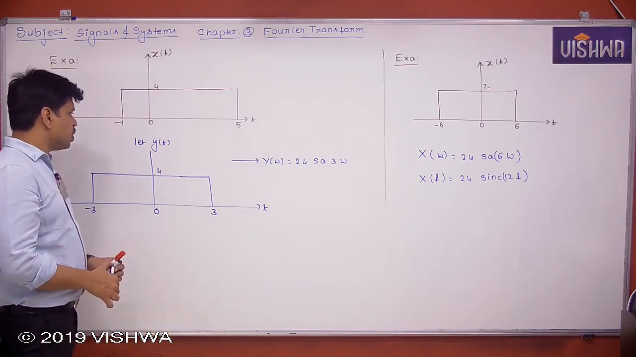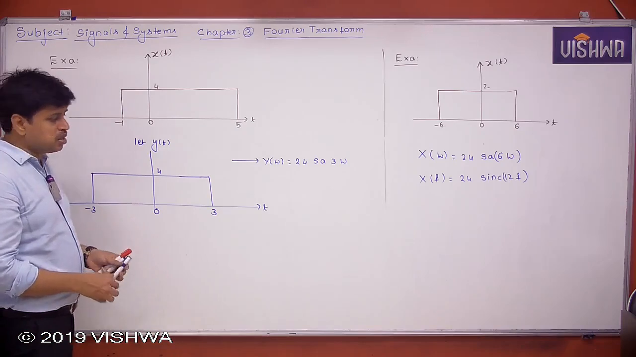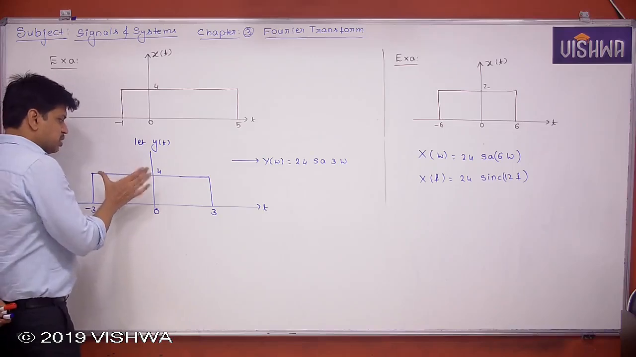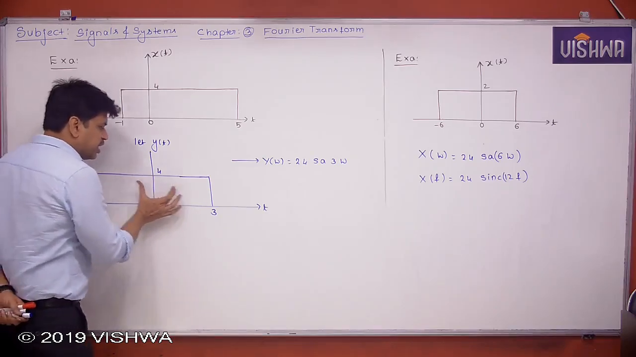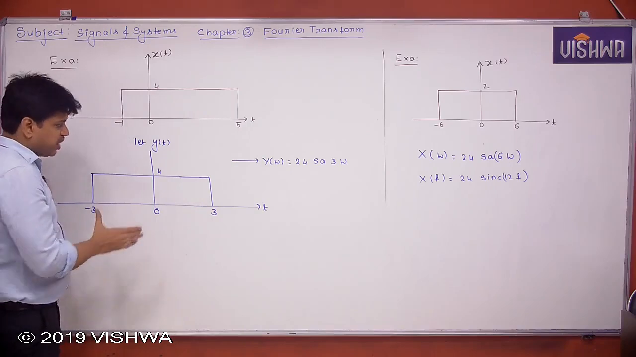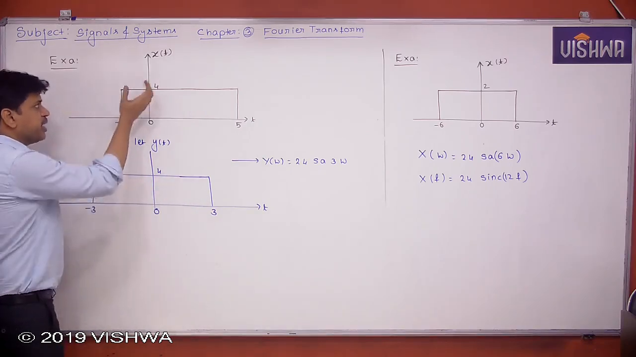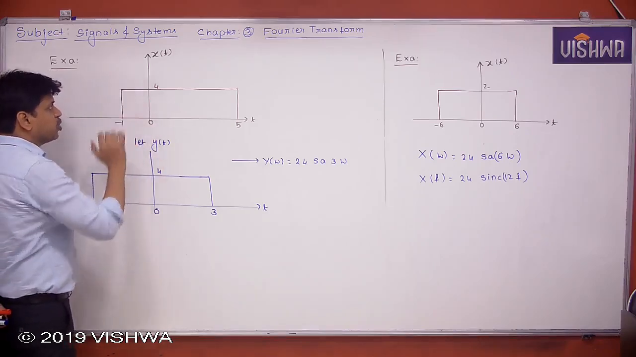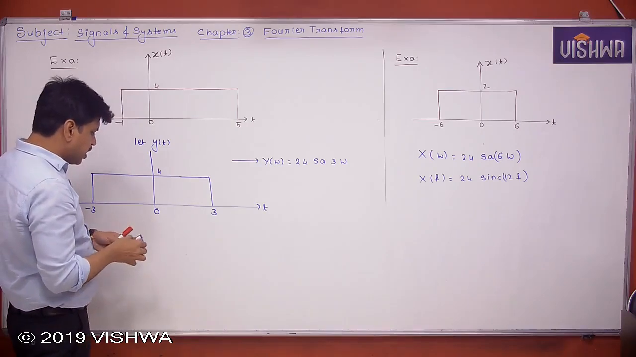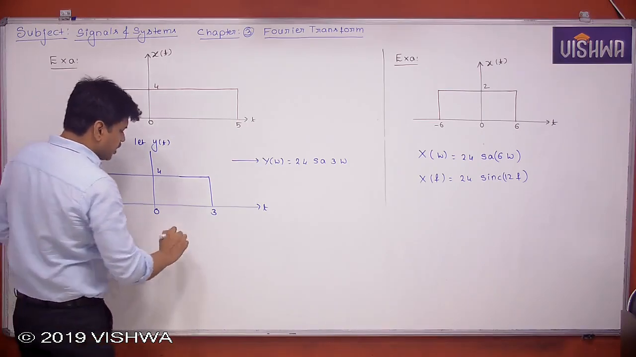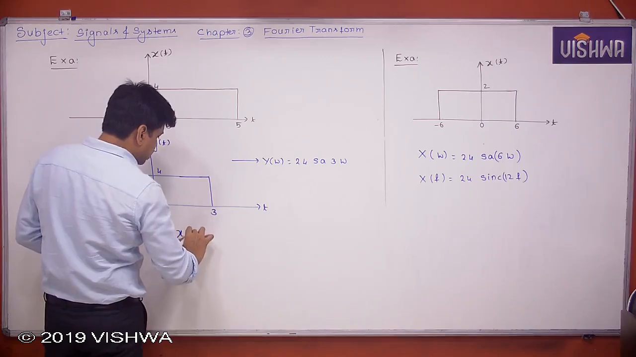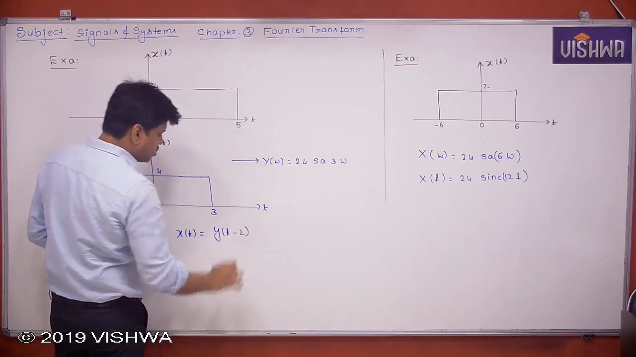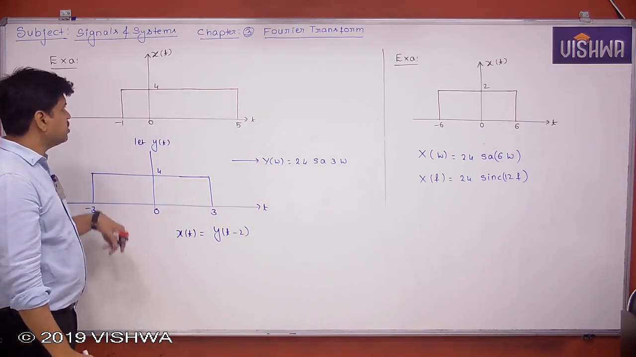First, understand the relation between y of t and x of t, that means what we have to do with y of t so that I can get x of t. Suppose I take y of t and delay the signal by 2 units, can I get x of t or not? Yes, definitely I am going to get x of t. So I can write x of t is equal to y of t minus 2. By delaying 2 seconds, I can get x of t.